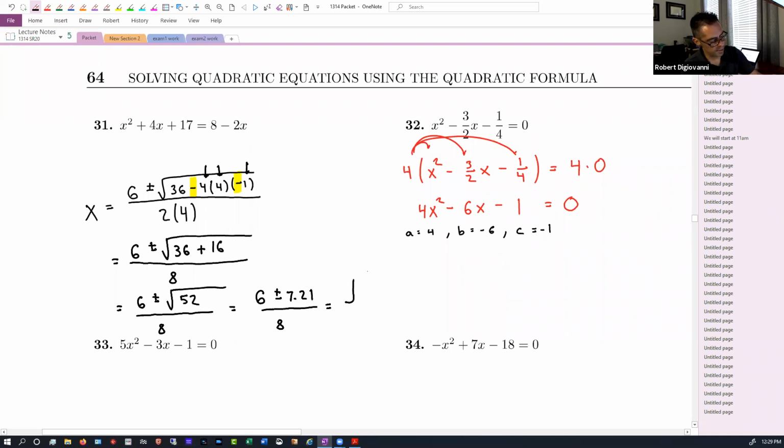So you might see me do this. This is what I get when I use the plus, and this is the minus. So 6 plus 7.21 over 8. This one is 6 minus 7.21 over 8. So I'm going to go ahead and just do those real quick.